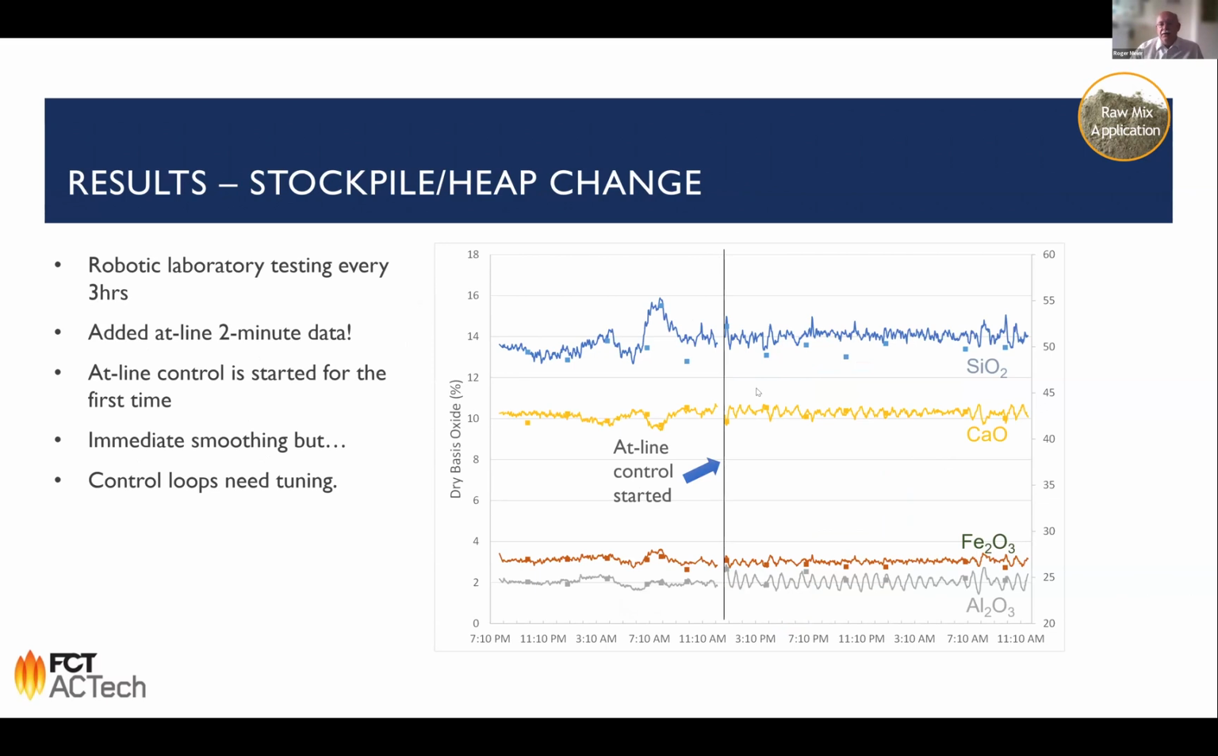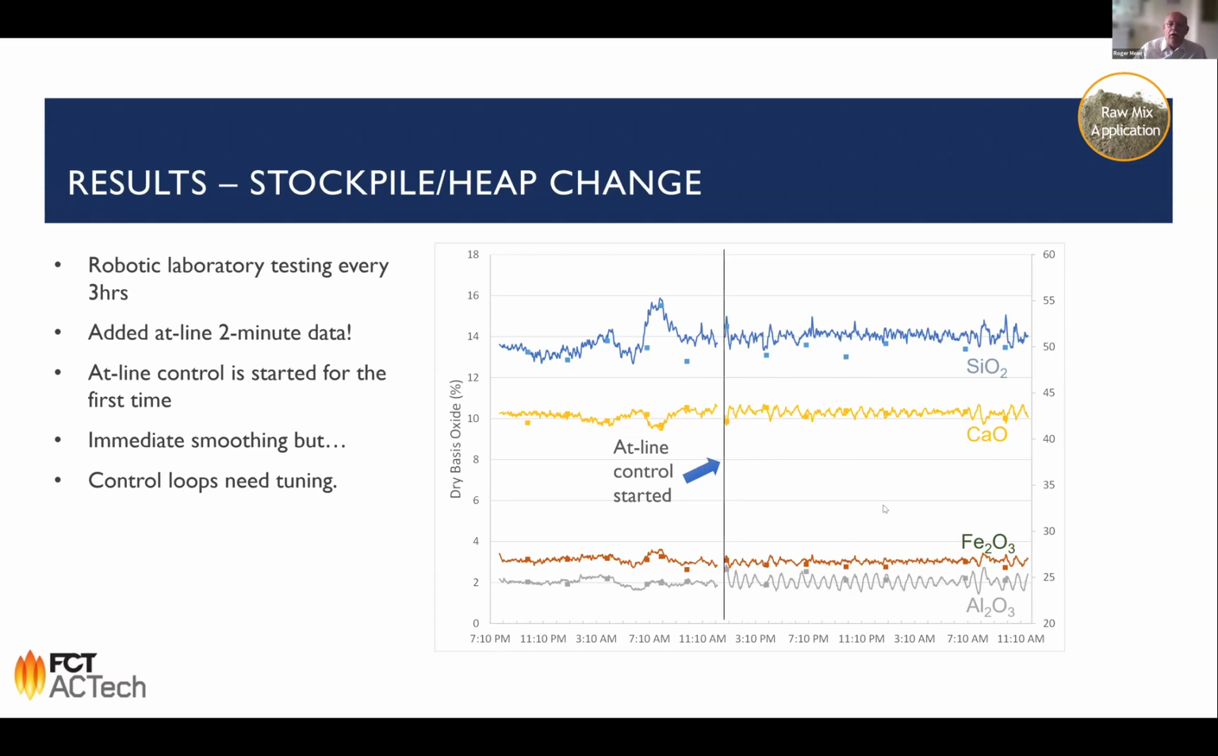And this was really the first startup period, so there could still be improvements in the feedback loop for the different feeders, etc., because we see here some periodic oscillations. But you see immediately the big outliers and the big variations are gone by using these analyzers.